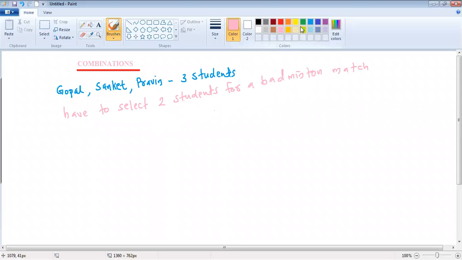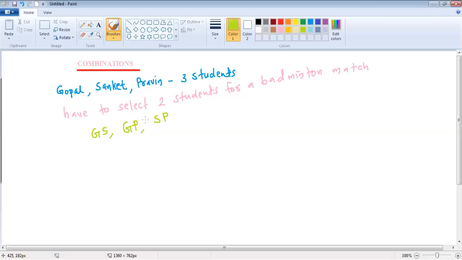So the options I have, I can select Gopal and Sanket, or I can select Gopal and Praveen, or I can select Sanket and Praveen. If I select Praveen and Sanket, it is the same thing only. So here you can see that the order is not important. So you can select in three ways.